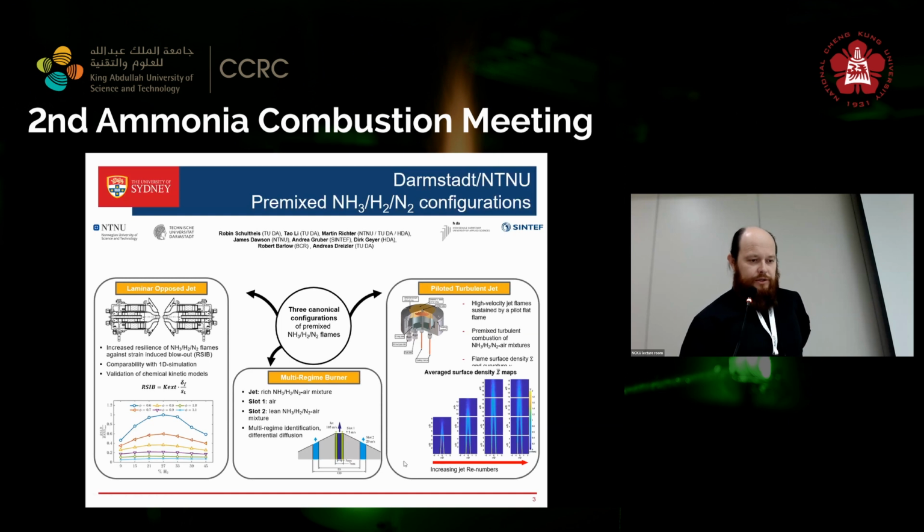The next one is their multi-regime burner. Historically, it has had a number of publications and great momentum using methane or carbon-based fuels. Applying this to ammonia-based fuels has worked fantastically as a model benchmark, and going forward, using something similar for ammonia would certainly have great value. They're also looking at piloted turbulent jet flames in what you might term a McKenna burner with a central jet tube.